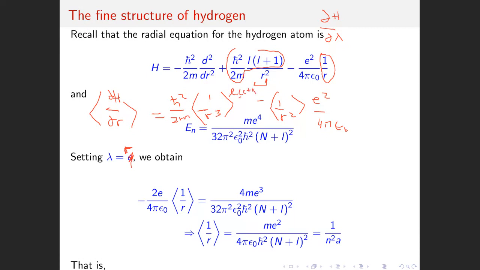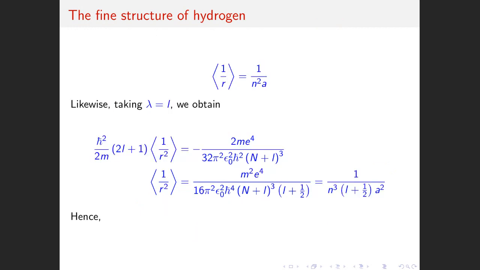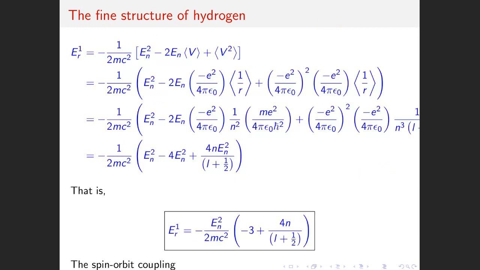So just remember that there's an l and an l plus 1, so you can get that the expectation value of 1 over r cubed is going to be given by whatever you got for r squared, but there's going to be l plus 1. Just do it properly, and I'll go back to the expression that I got.